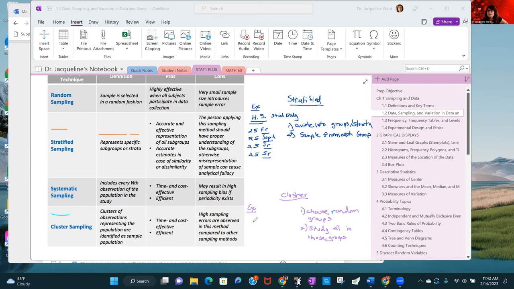So you want to pick maybe two restaurants in Northern California, maybe two in Central California, and two in Southern California. And then you're going to ask the questions of everyone in those restaurants, all the employees in those restaurants. So the restaurants are the clusters. And maybe two isn't enough, but I'm totally making something up here. So does that make sense?